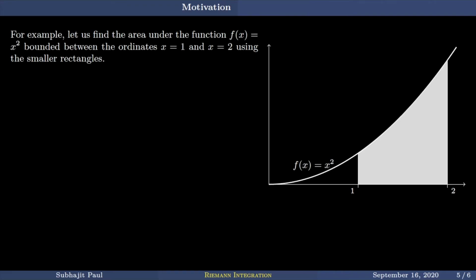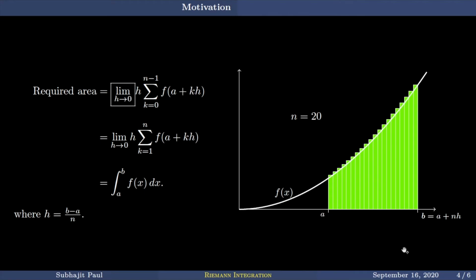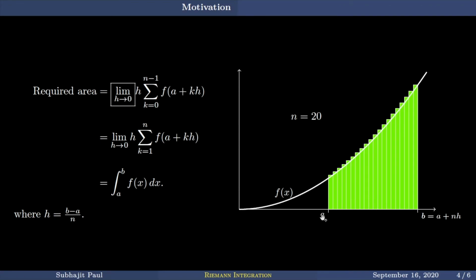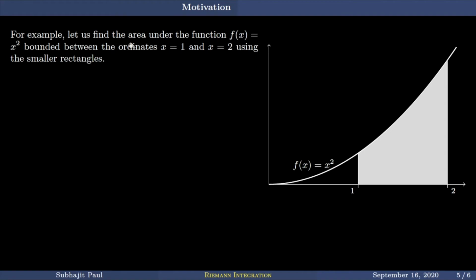For example, let us find the area under the function f(x) equals x square, bounded between the coordinates x equal to 1 and x equal to 2, using the smaller rectangles from the downside. So whatever we have done so far, we will just see with a particular formula. We will be taking f(x) equal to something particular, and a to b something particular. So f(x) is x square, a is 1, b is 2.